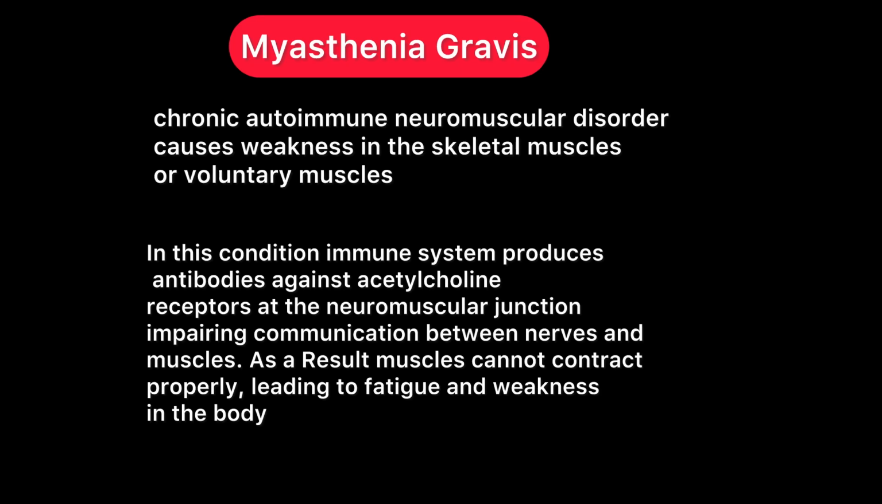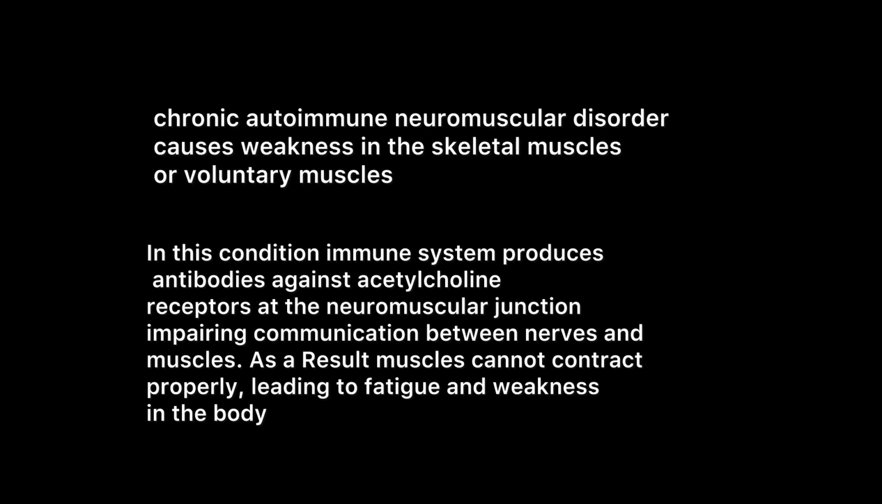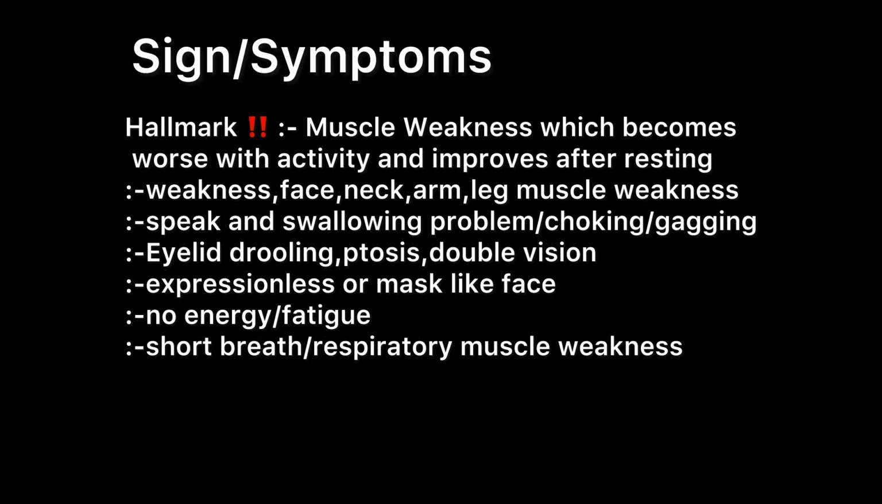Another topic on neuro is myasthenia gravis. It is an autoimmune condition where the body attacks the receptors that allow for voluntary muscle control, which leads to muscle weakness. In this condition, mainly the eyes, throat, face, arm, leg, and respiratory muscles are affected. There is progressive muscle weakness where the muscle cannot contract properly, leading to fatigue and weakness in the body. And the hallmark sign is muscle weakness, which becomes worse with activity and improves after resting. This is the most important thing to know in this condition.